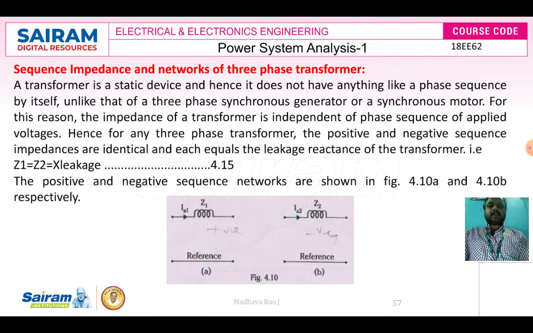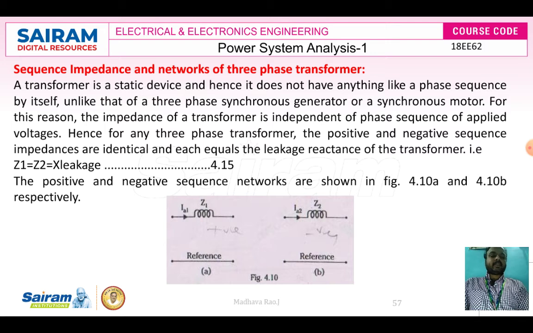Now we will see the sequence impedance and networks of three-phase transformer. Transformer is a static device and hence does not have anything like a phase sequence by itself. But if you take a three-phase synchronous generator or synchronous motor, it will have phase sequences. For this reason, the impedance of transformer is independent of the phase sequence of applied voltages.